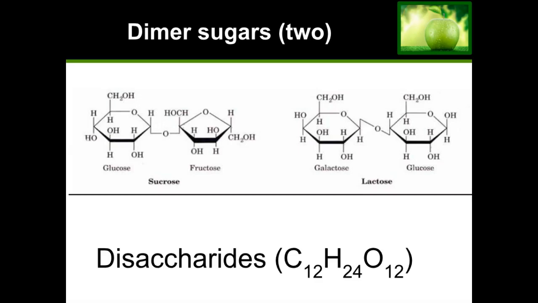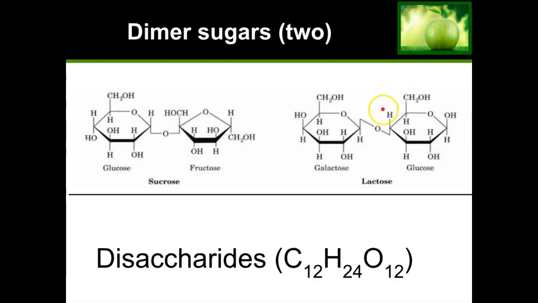There are next dimer sugars. I've illustrated two dimeric sugars here. The first is sucrose. Sucrose is table sugar, the sugar you put in your coffee. It is composed of one monomer of glucose linked to one monomer of fructose. Here I have lactose, which is one monomer of galactose linked to one monomer of glucose.